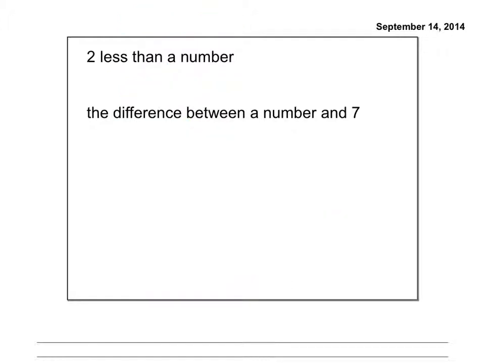Now practice on what we just learned. 2 less than a number. How would you write that? Right, it's n minus 2, or it could be b or c, whatever you want it to be, but number, n. All right, the last one, the difference between a number and 7. The difference indicates subtraction, a number and 7.